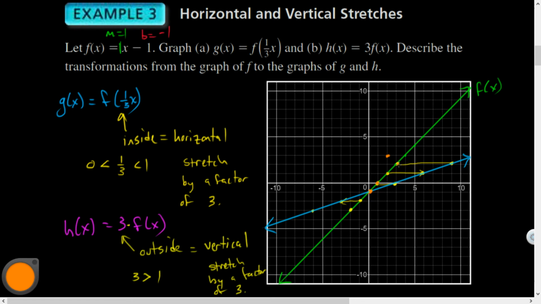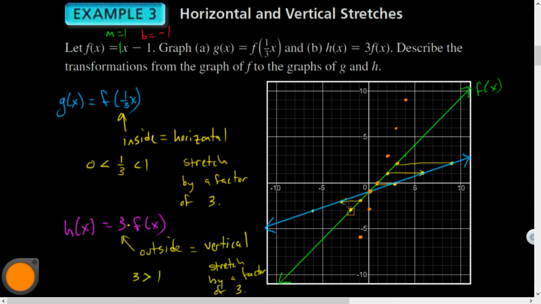This y coordinate was 2, and I'm looking at y coordinates because y coordinates are the vertical coordinates. And 2 times 3 is 6. This one's y-coordinate was originally 3. 3 times 3 is now 9. And all of my outputs are now 3 times as much. Here the y-coordinate was negative 1. Negative 1 times 3 is negative 3. Here the y-coordinate was negative 2. Negative 2 times 3 is negative 6.